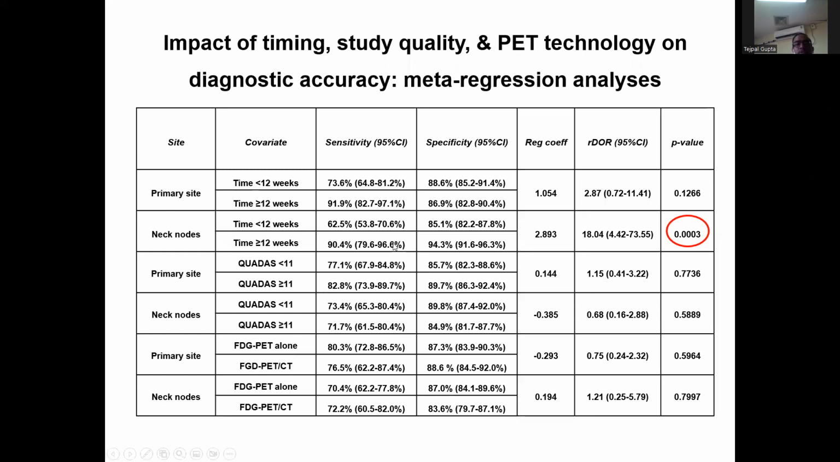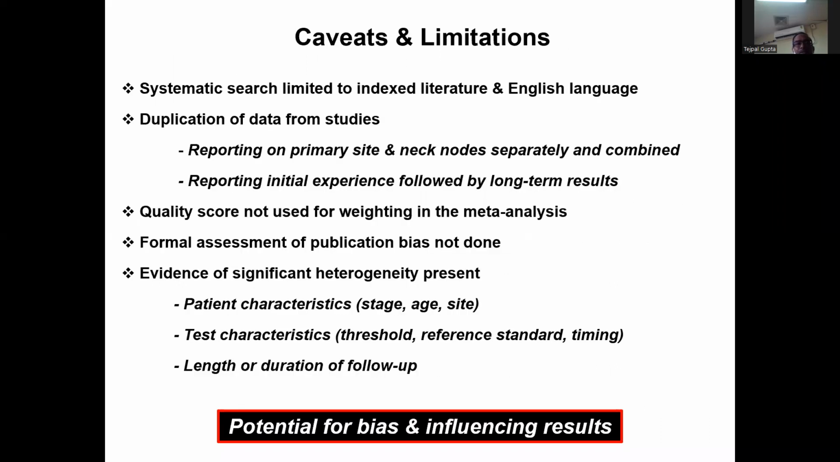So what you can see is that the timing of the scan had an impact on the diagnostic accuracy, and scans that were done beyond 12 weeks or more had a higher accuracy as opposed to scans that were done within 12 weeks. And this stood out for neck nodes. It was not statistically significant for the primary site, but for neck nodes, the timing of the scan had a significant impact on the diagnostic performance of the scan.